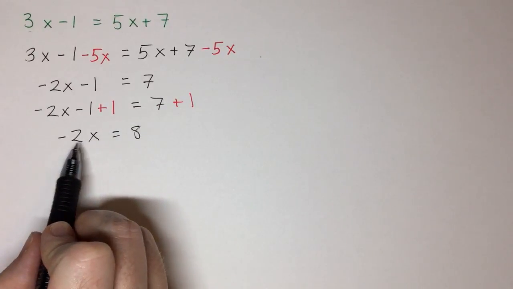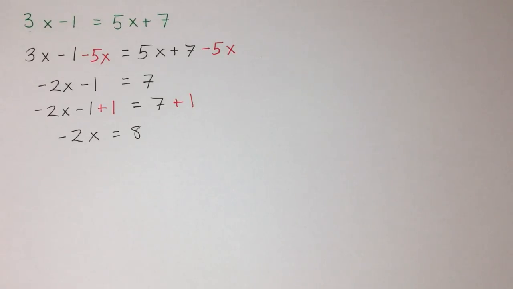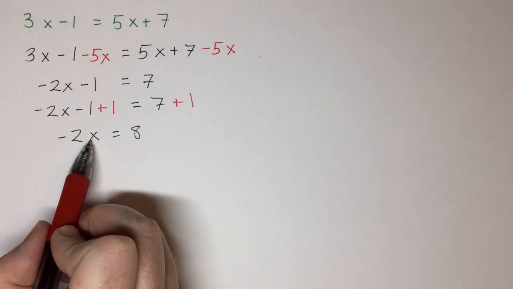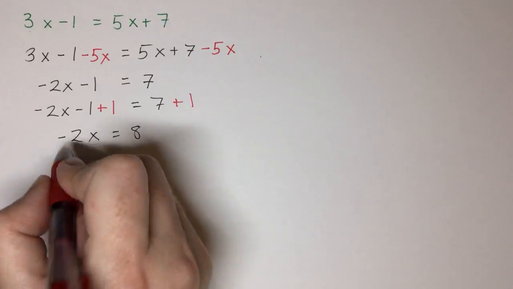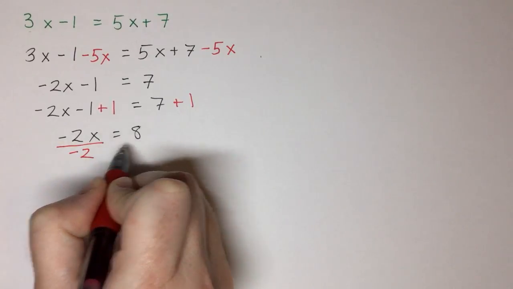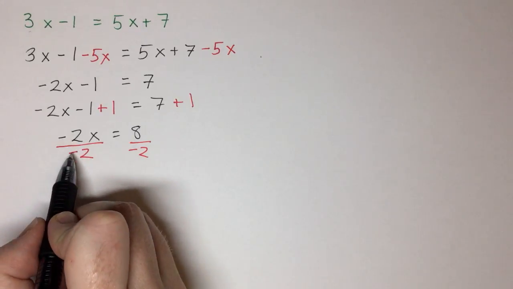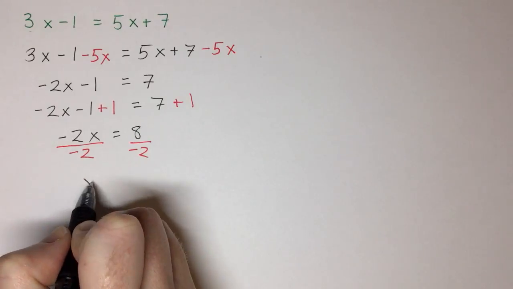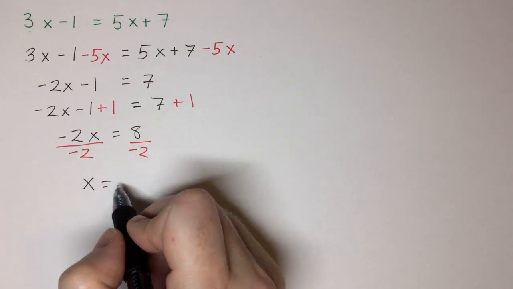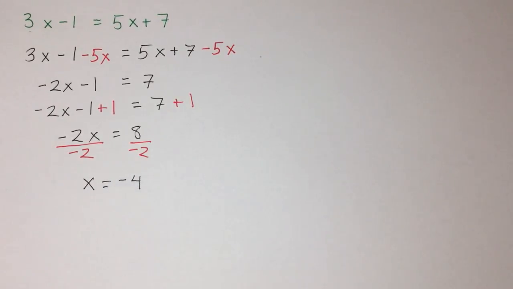To get x by itself, I need to get rid of the negative 2. The negative 2 is stuck with the x by multiplication. To undo multiplication, I divide. I'm going to divide by negative 2. Negative 2 divided by negative 2, same sign, answer is positive 1. X is 8 divided by negative 2, negative 4.